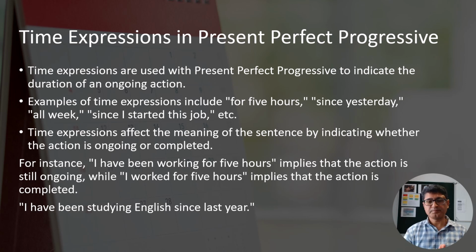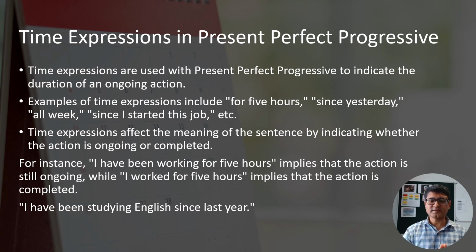and you need to understand where to use for and where to use since. Time expressions affect the meaning of the sentence by indicating whether the action is ongoing or completed. But if in this tense a time expression is not used, still it would indicate that this action continues for a certain period of time or since a certain time. The context will determine the time. So the sentences coming before or after the present progressive tense will indicate the time exactly, right? Or they will give you an idea of the time.